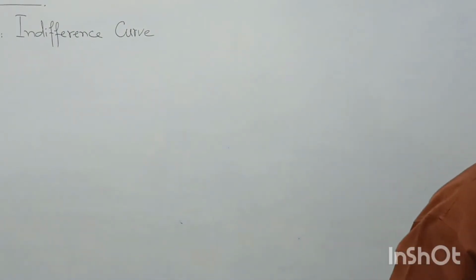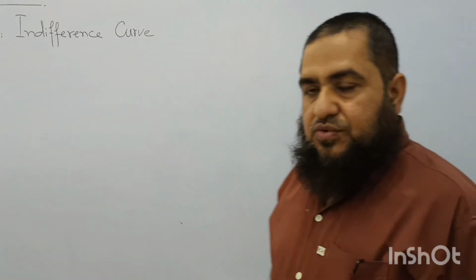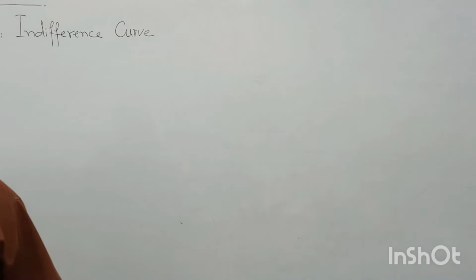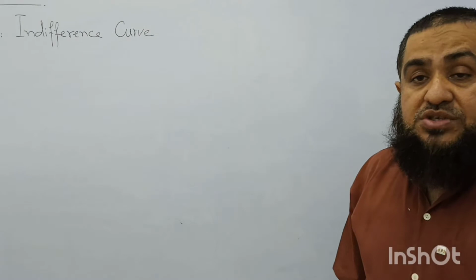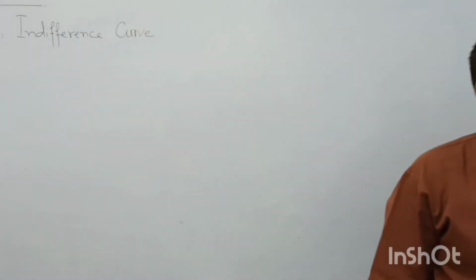Today we are going to start the other approach of consumer behavior. In our previous lesson we were talking about the law of diminishing marginal utility and the law of equal marginal utility in order to explain consumer behavior, in which we said that utility can be measured in terms of numbers. But today's approach is called the ordinal approach.